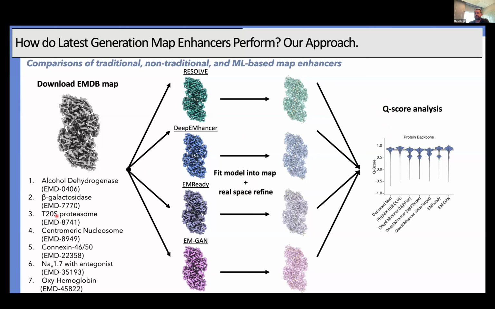So T20S proteasomes, just purely protein. Nucleosomes are DNA plus protein. Connexins are an integral membrane protein with annular lipids, as well as different types of ligands across these data sets.